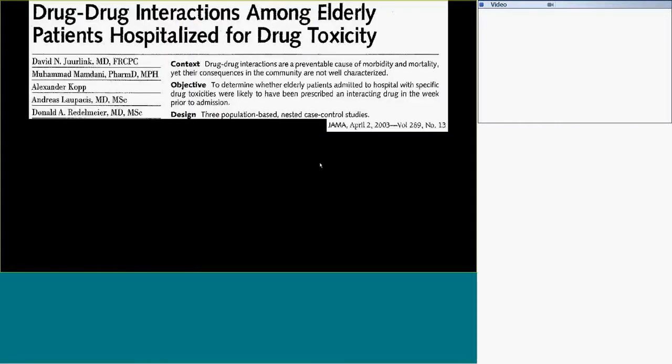Self-controlled designs ask the question, why is this event happening to this person now rather than at a different time? Whereas cohort and case control studies ask the question, why is this event happening to this person rather than other people?